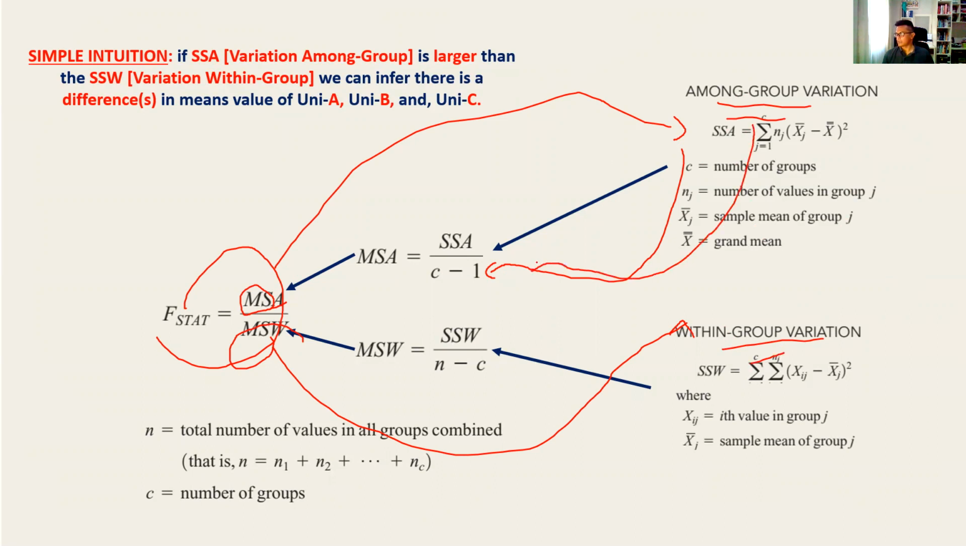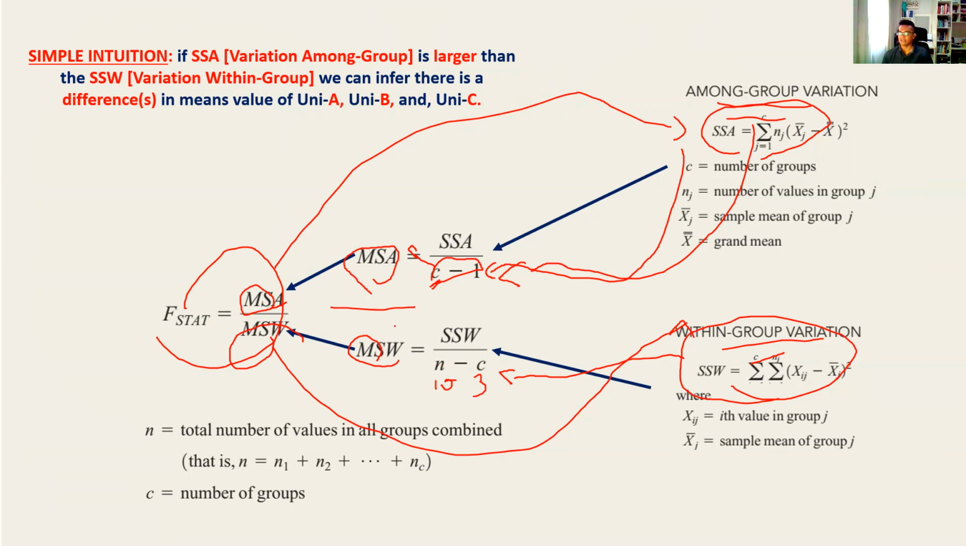For the among group variation, we divide the value by the number of groups minus 1, the degrees of freedom, and then we have the MSA value. For the within group variation, we divide it by the total number of samples minus the number of groups, which is 3. We have 5 in group A, 5 in group B, 5 in group C, so the total is 15. And then we have the MSW. The F-stat is basically the ratio between MSA and MSW.